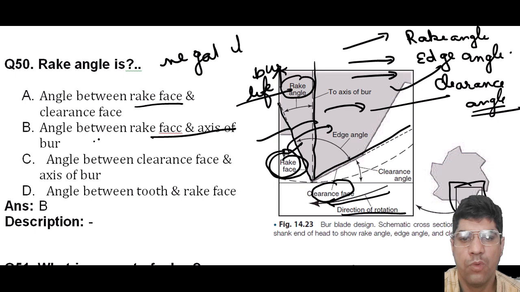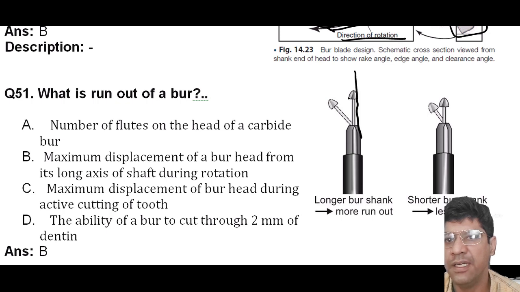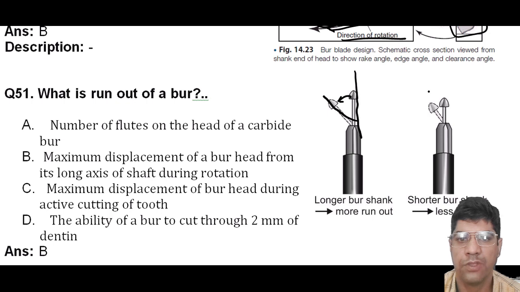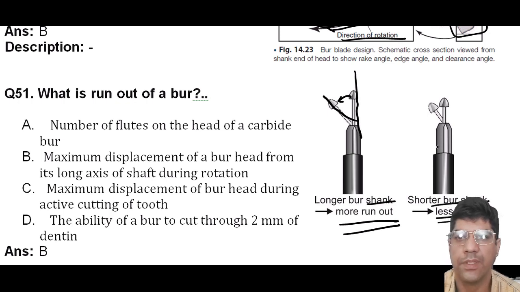Moving to the next question: what do you mean by run out? The term run out in the context of a burr refers to the maximum displacement of the burr from its long axis. Suppose this one is the burr. If it gets displaced from its axis, it's the displacement of the burr head from its long axis during rotation. The longer the burr shank, the more the run out. The shorter the burr shank, the lesser the run out.